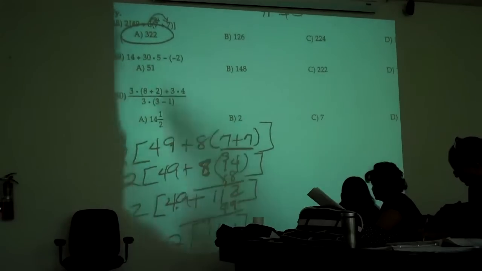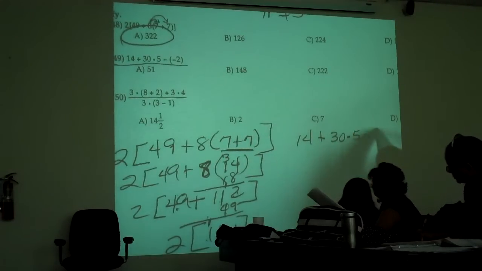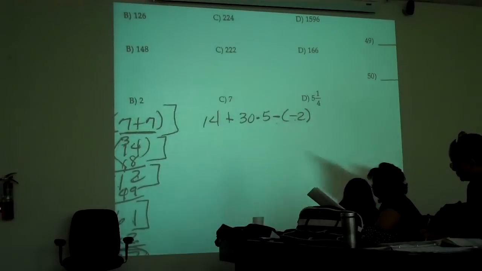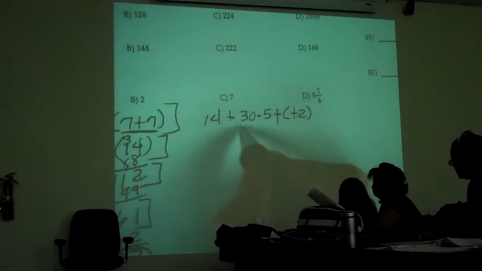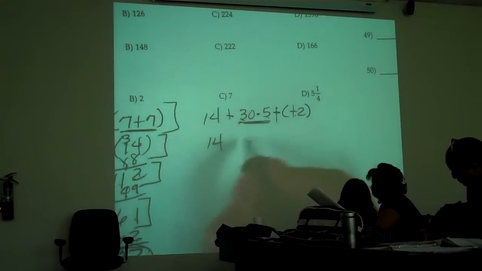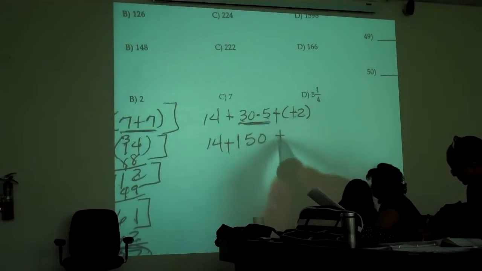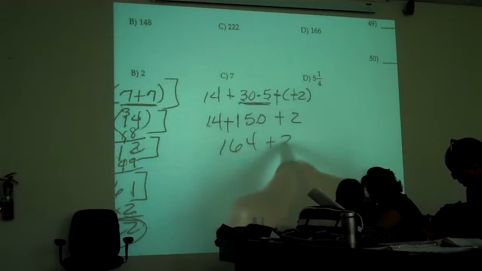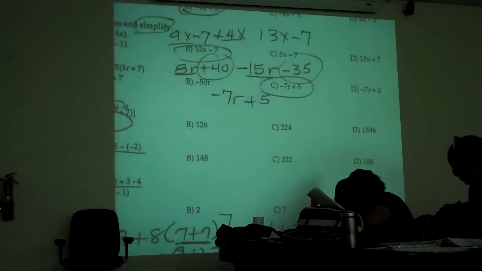Okay, number 49, this one. We have 14 plus 30 times 5 minus negative 2. Let's get rid of minus negative 2, make that plus 2. Okay, now what do we do first? 14 plus 30? You gotta multiply before you add. 5 times 30 is 150. What do we put in front of it? Plus. And this is minus negative, which is plus. So now left to right is 164 and then plus 2. We just did that part. 164 plus 2 is 166. And that is one of our answers here.